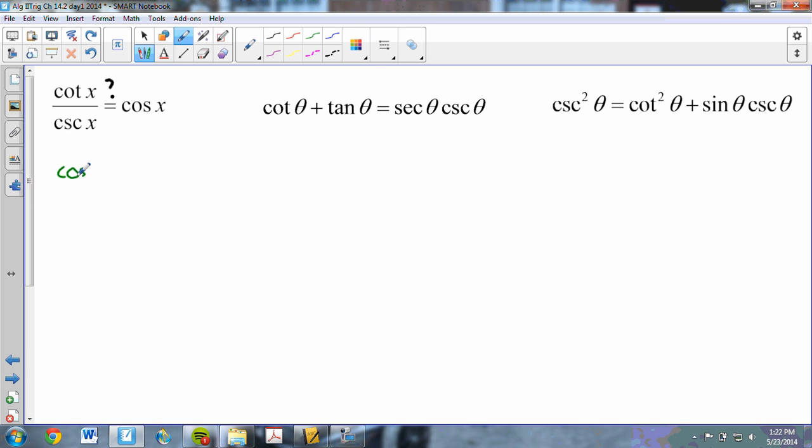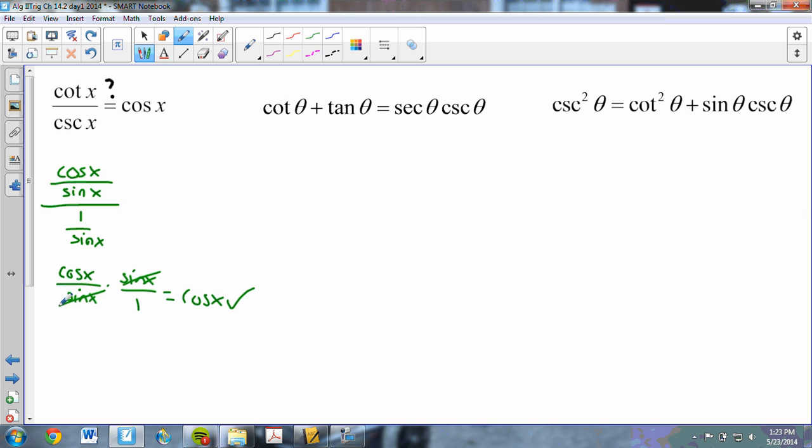Cotangent is cosine over sine. Cosecant is 1 over sine. Multiply by the reciprocal, and you get cosine. So let's cancel. That's it. Fairly straightforward.